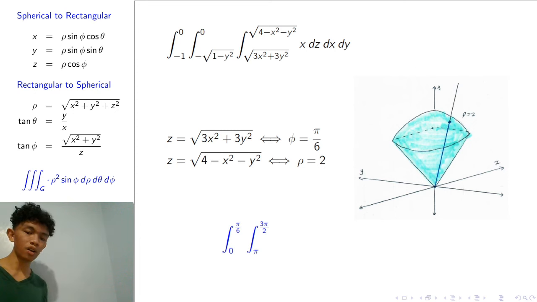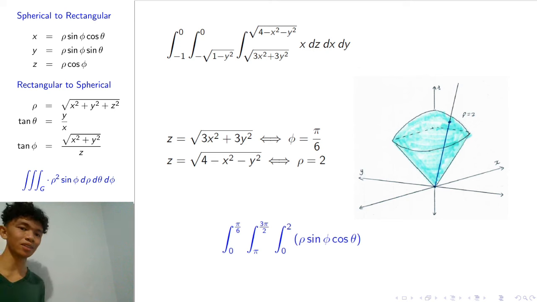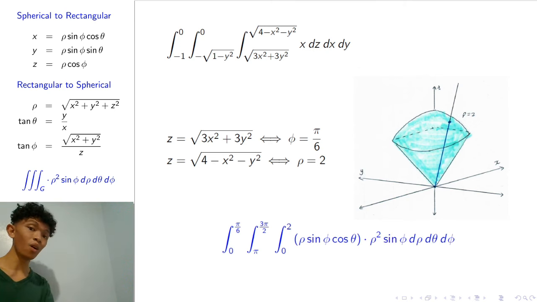And for your rho bounds, the entry point is at the origin, which corresponds to rho equal to 0. Exit point will be through rho equal to 2, which gives us 0 to 2 for your limit of integration. X here, you can easily convert using your conversion formulas. You get rho sine phi cosine theta. And of course, to complete this integral, you get rho squared sine phi d rho d theta d phi as your final answer.